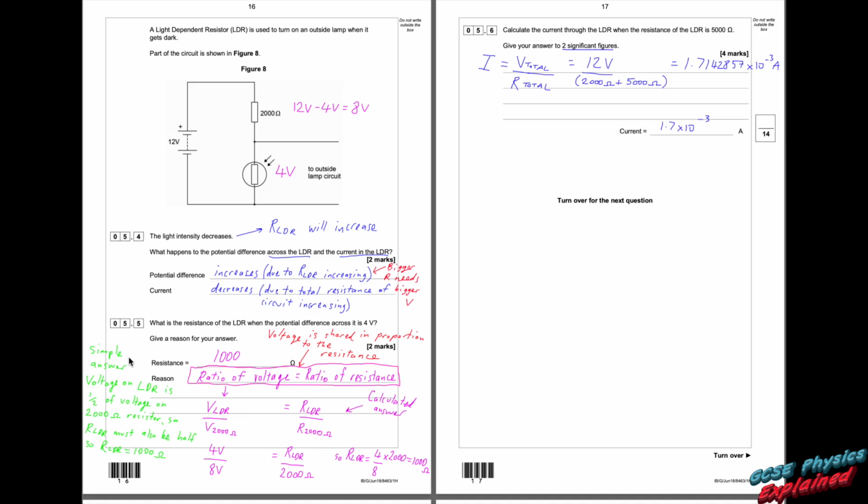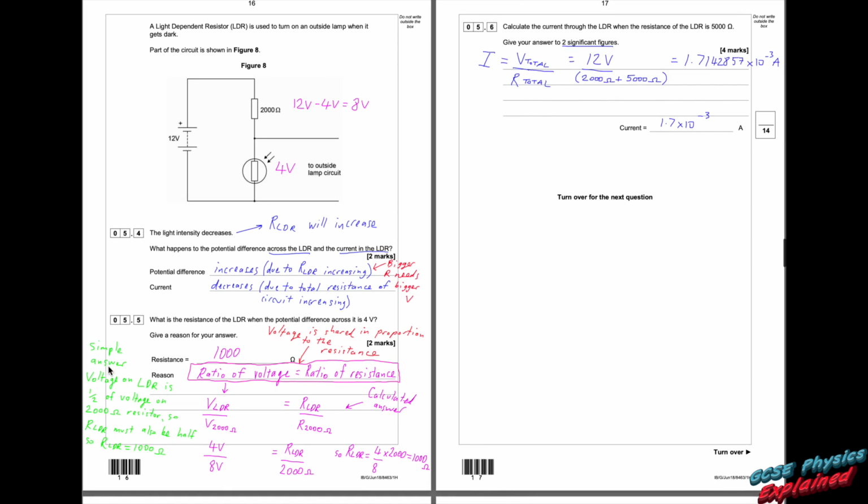Remember, there's always more than one way of explaining something. So a simple answer again is that the voltage on the LDR is half of the voltage on the 2000 ohm resistor. So that means that the resistance of the LDR must also be half. So the resistance of the LDR is only 1000 compared to this, which was 2000. And that's what you call potential dividers. They can be tricky, and they are involved in A-level physics as well.